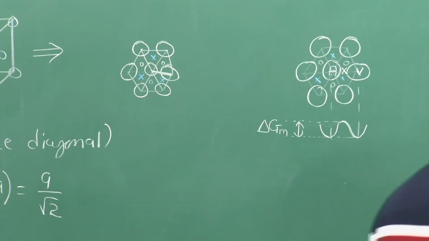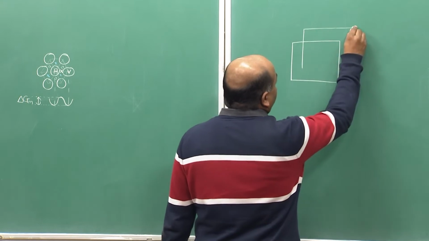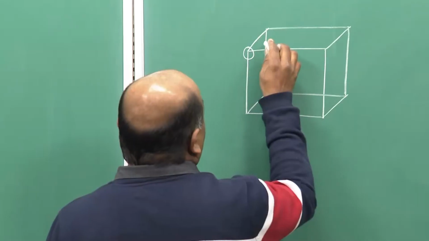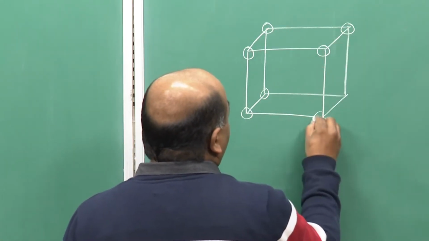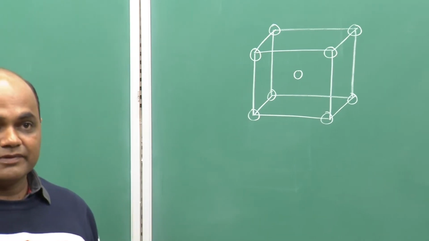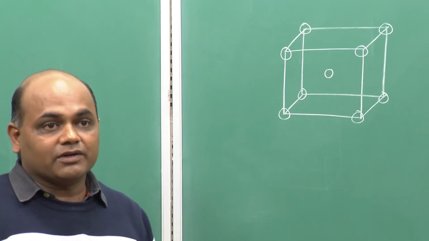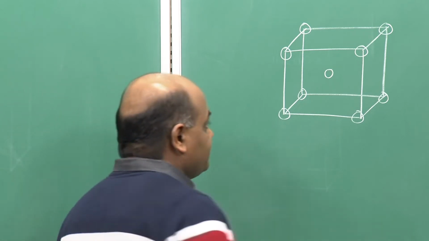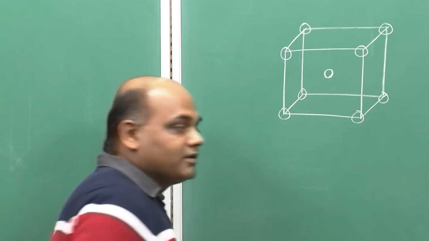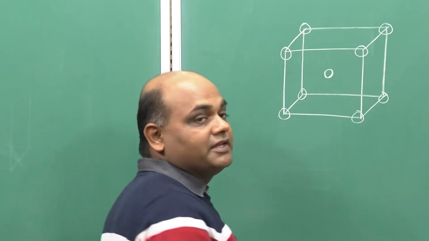Then in BCC, what would be the jump length? In BCC, there are 8 nearest neighbors to any particular regular atom position. So, to show the nearest neighbor, consider the body center atom, and all the 8 corner atoms are the nearest neighbors.